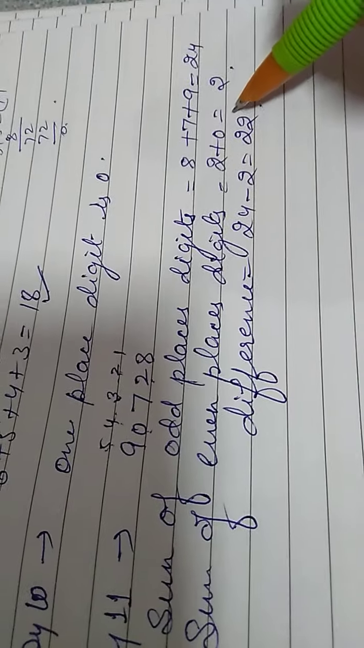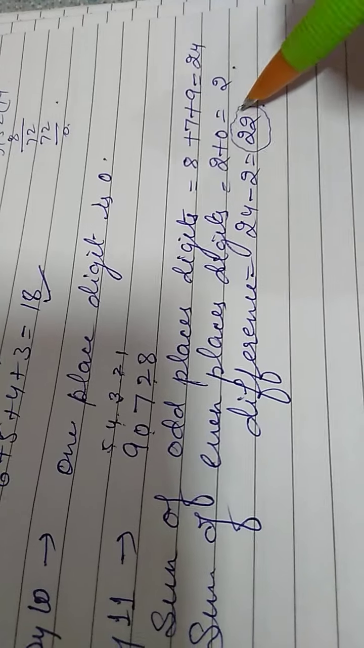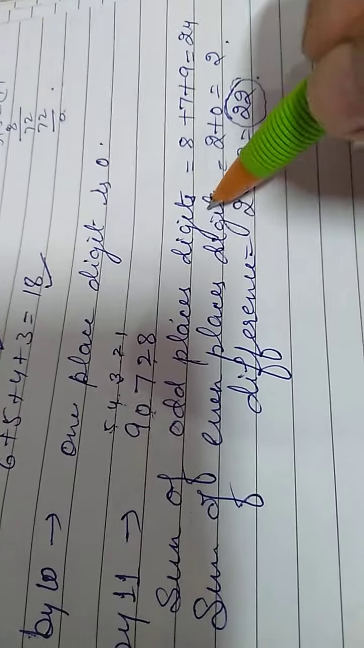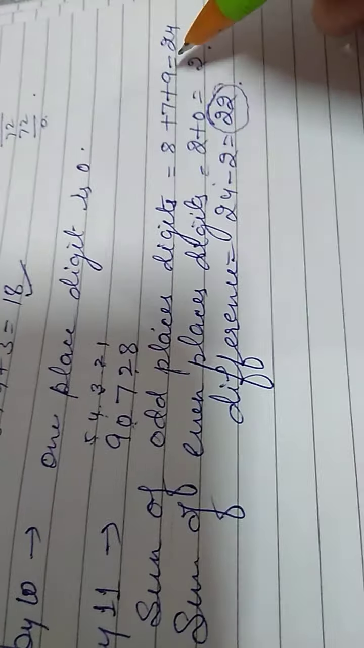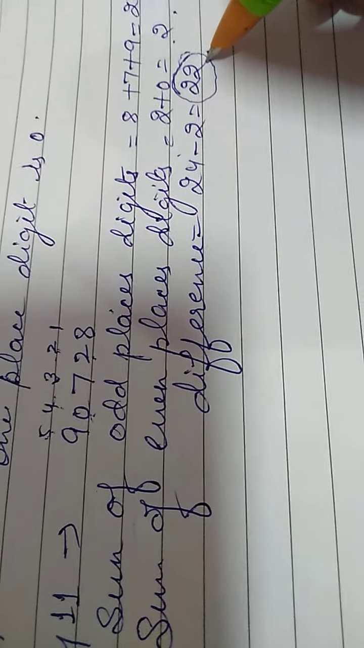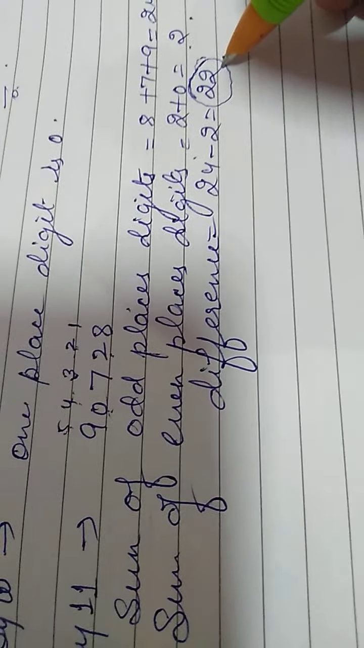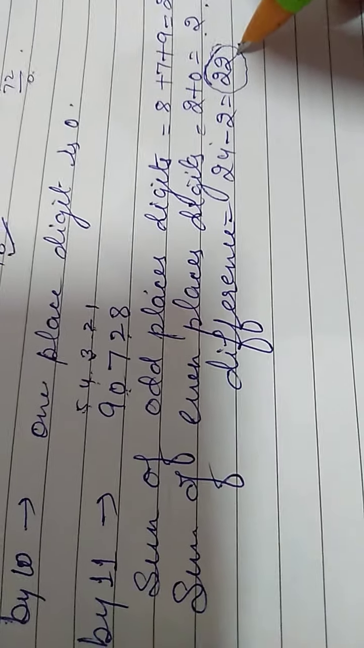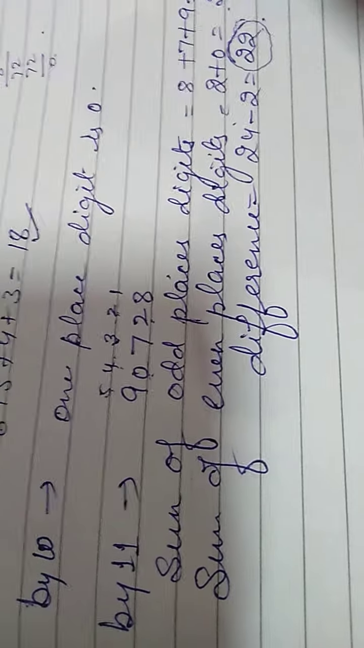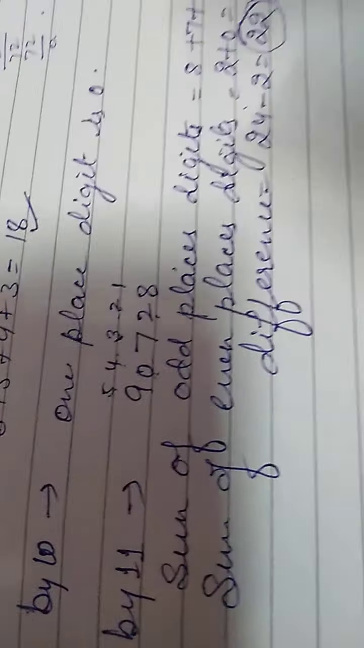So if this number is a multiple of 11, then the number is divisible by 11. First we will find the sum of the odd places digits, then the sum of the even places digits, then we will subtract them. If their difference is either 0 or a multiple of 11, then the number is divisible by 11. Okay. So in the next video, we'll discuss the LCM and HCF of the given numbers. Goodbye all of you.